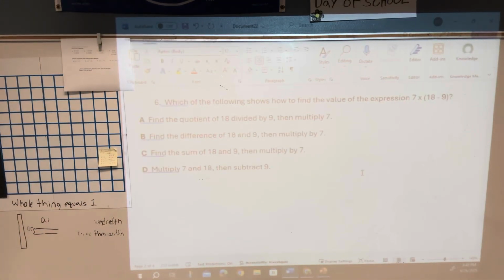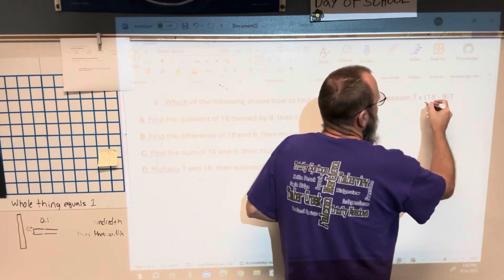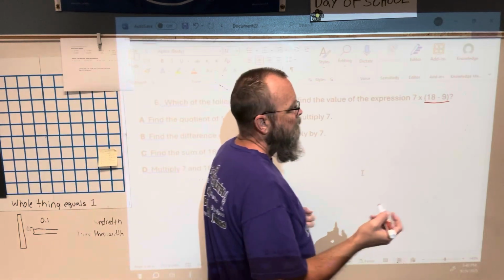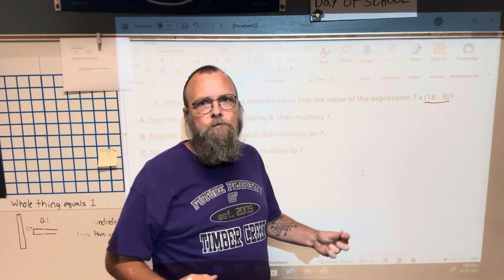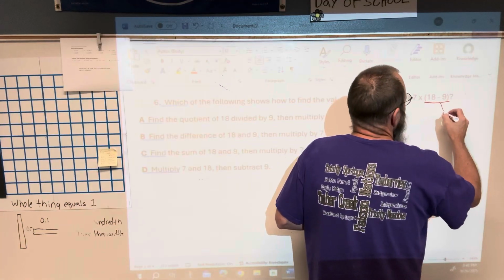Spiral Review 7, problem number 6. Which of the following shows how to find the value of this expression? 7 times the difference of 18 and 9. We always start with the parentheses. In the parentheses, we have 18 minus 9. When you're subtracting, the answer to a subtraction problem is called the difference. So we're finding the difference.